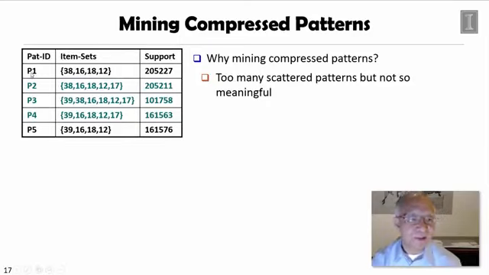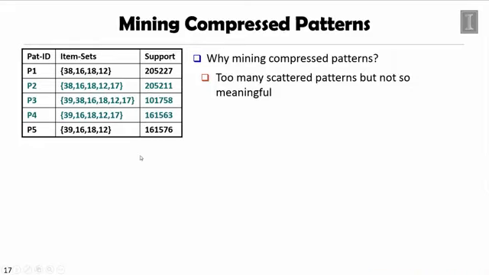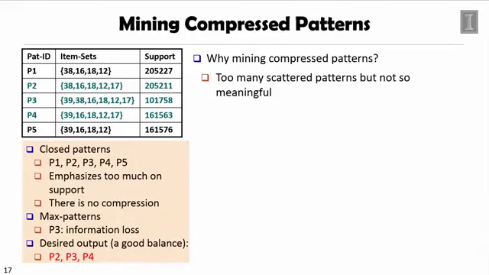Suppose we finally get 5 pattern IDs. So you probably see these 5 patterns are like P1 and P2. They are very similar and their supports are also very similar. But P2 and P3, they are similar in item sets, but their supports are rather different. Can we compress them? We may first examine closed patterns.